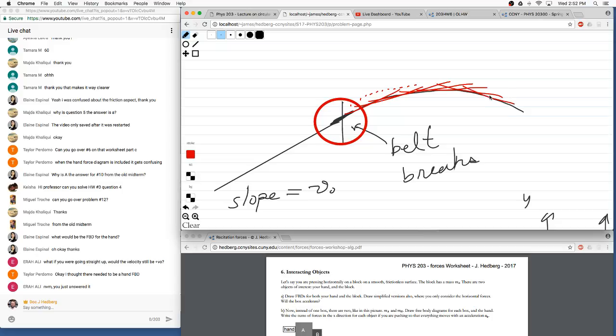And that's because the object is accelerating during this part.